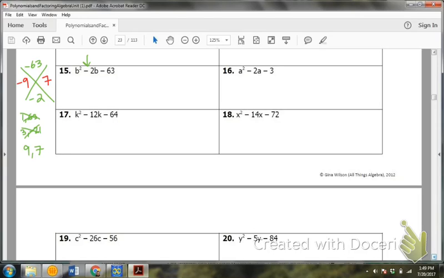So now we can take the shortcut. We can set up our parentheses. And we get b minus 9, b plus 7. How could you check to make sure your answer is correct?